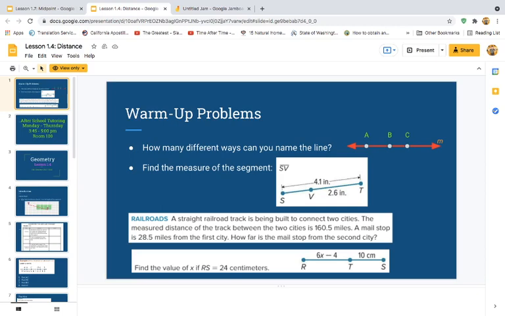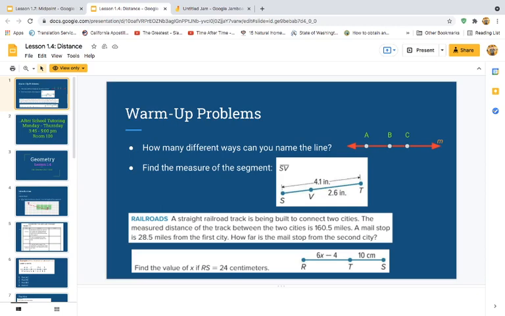Then the second question, find the measure of the segment SV, so this little piece right here, right? Well, we know that the whole thing, ST, is 4.1, and we know this segment right here, VT, is 2.6, and so to find SV, all we need to do is subtract the two numbers. So 4.1 minus 2.6 is just going to be 1.5. So the measure for segment SV is just going to be 1.5 inches.